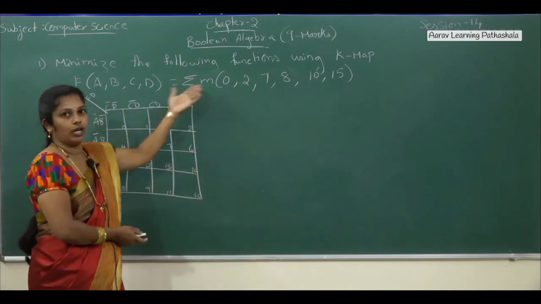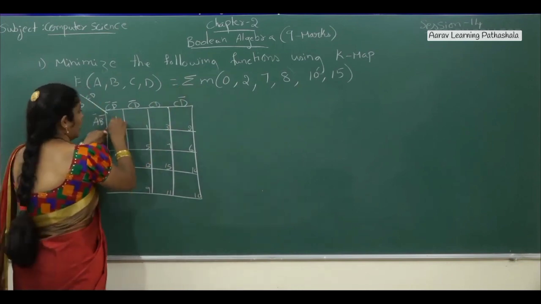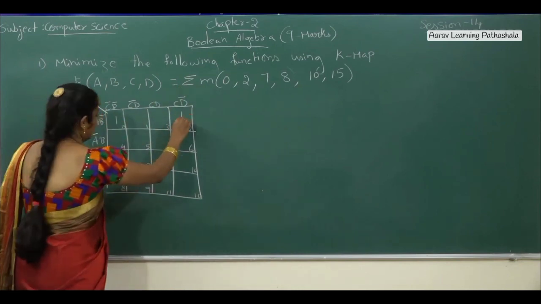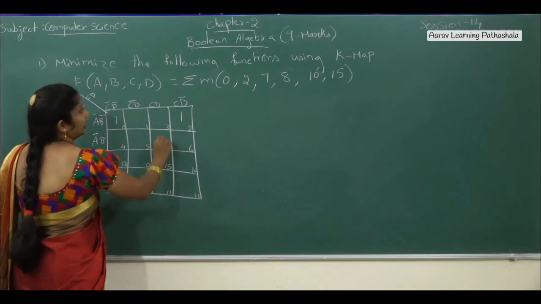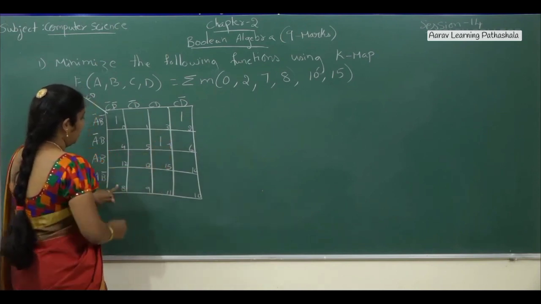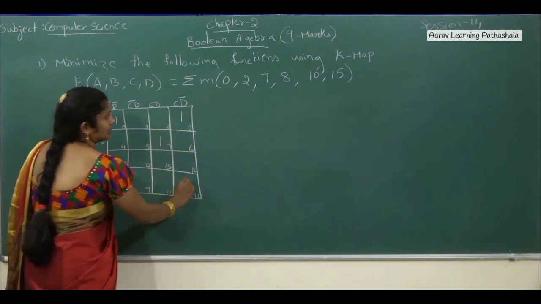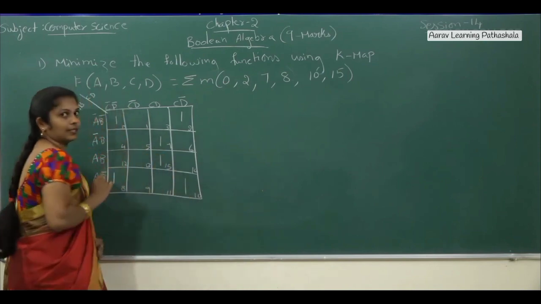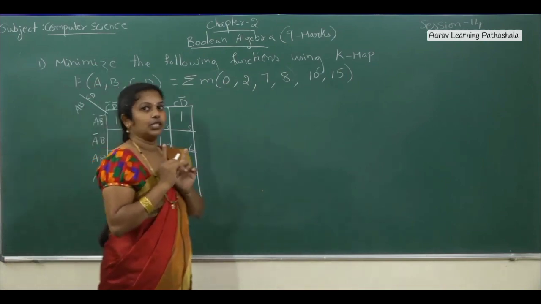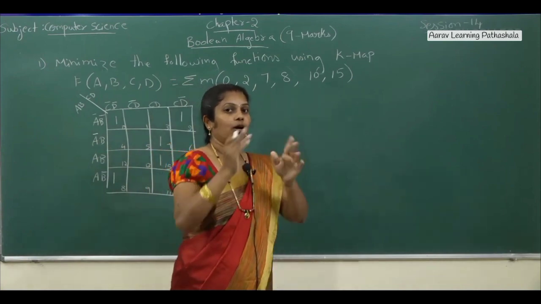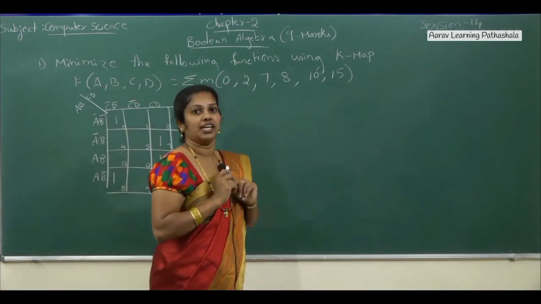Wherever they give the min term value, write down 1. For 0, 1. Next for 2 it is 1. For 7 also it is 1. Then next for 8 it is 1. Next for 10. Then next 15. Already I told you, first I have to check for roll map, whether the corridors are matching.